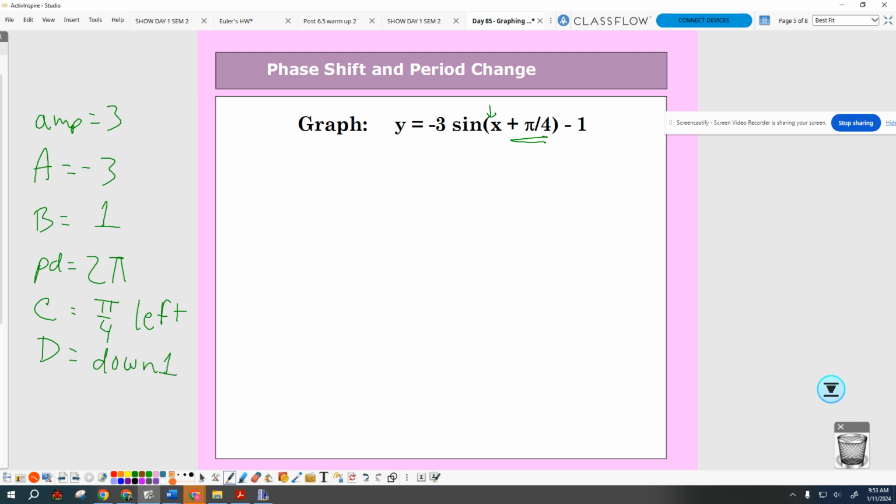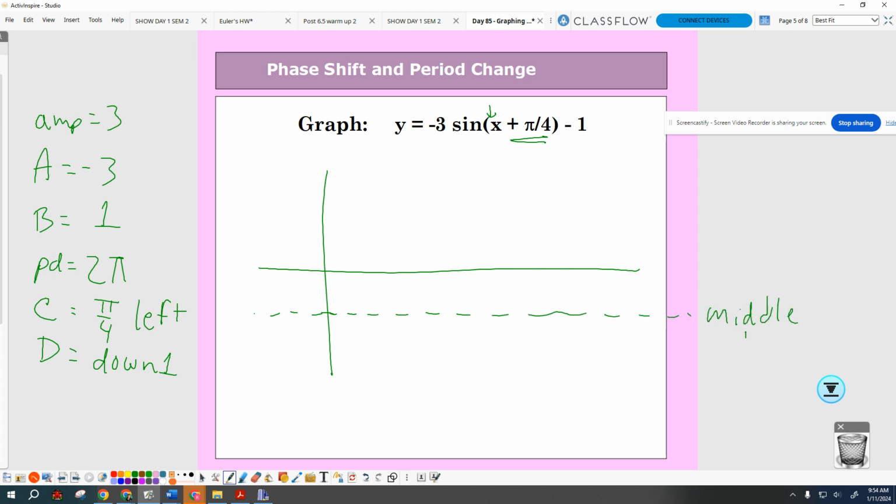All right. So we have all that information. Down 1. What does that down 1 mean, Peter? Like about the function, what is down 1 visually? The origin is at y equals negative 1. Okay, not the origin, but the middle of the wave is going to be at y equals negative 1. All right, cool.